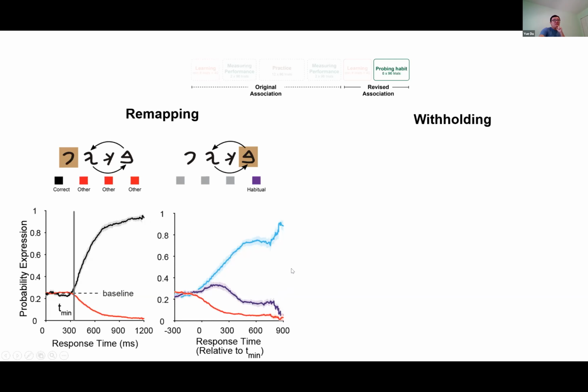Okay, another way to understand this is that after we become able to choose the right action, which is the blue line, we ask whether the probability of choosing the habitual response is higher than the chance level, which is one of the other keys they can choose. Okay, so both of these methods confirm that there's a habitual preparation under the remapping paradigm, which replicates what has been observed in Hardwick and colleagues' study in 2019.